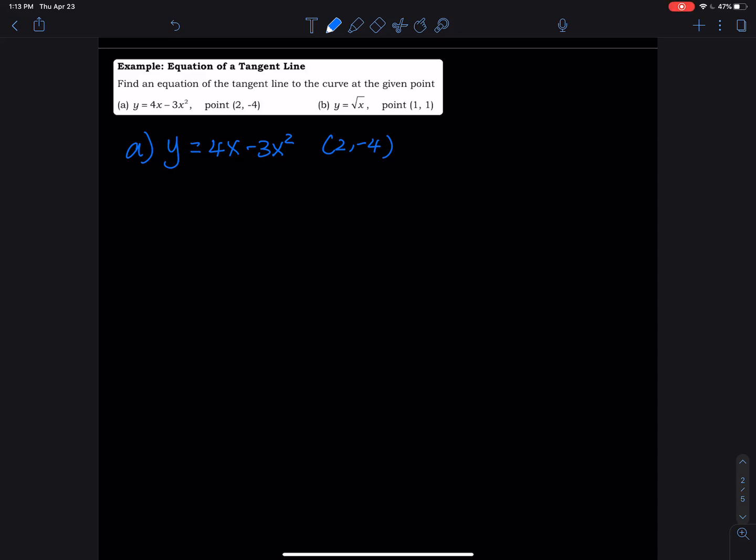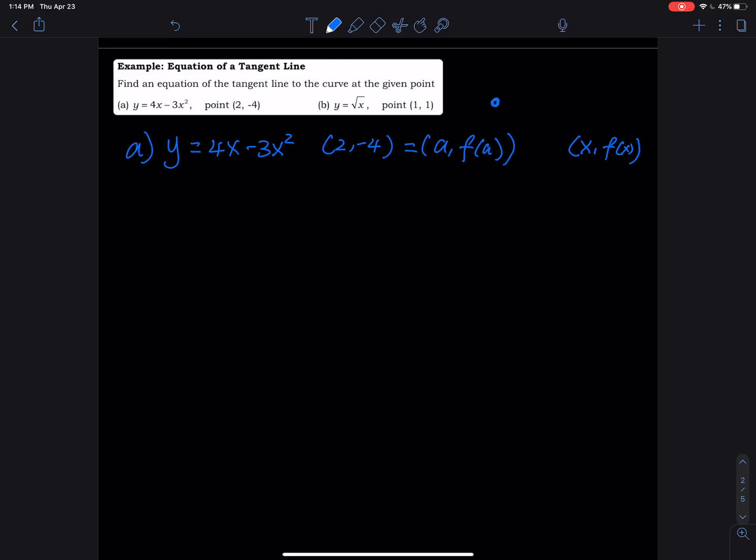In this video, we are going to do a couple of exercises regarding the equation of a tangent line. So in the first problem, I gave you a function and a point. We treat this point as (a, f(a)), and then I need to find another point, that is (x, f(x)). Why do we have to do this?